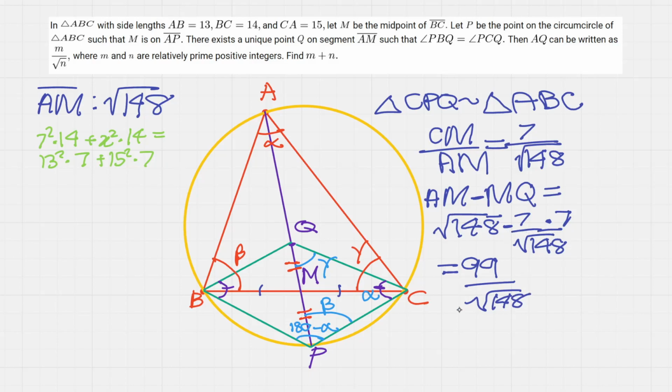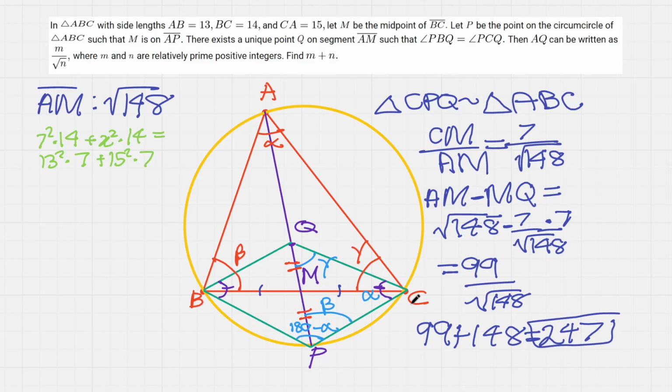Now, we basically solved for what AQ is, and the problem wants to know what M plus N is, where M and N are basically from the format of this fraction. So just 99 plus 148. Hopefully you don't mess up now. That's 247. And we're done.